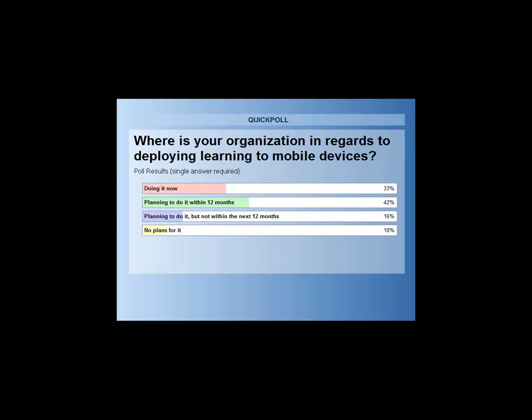So about a third of you are doing it already, which is great. You're jumping in, early adopters, and getting it done one way or another. Almost half of you aren't doing it yet, but are planning to do it within the next 12 months. So that means within 12 months, roughly 75%, I guess, 3/4 of this audience is going to be doing mobile learning. That's a pretty rapid adoption rate.